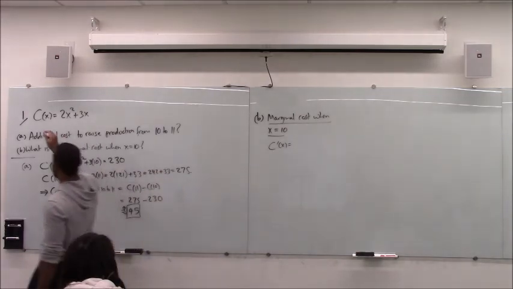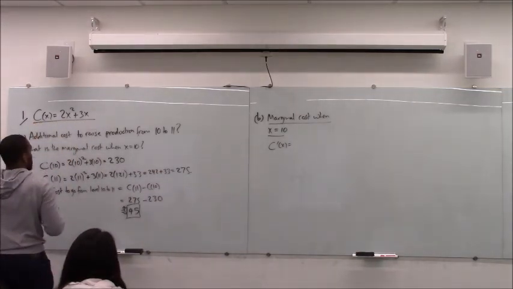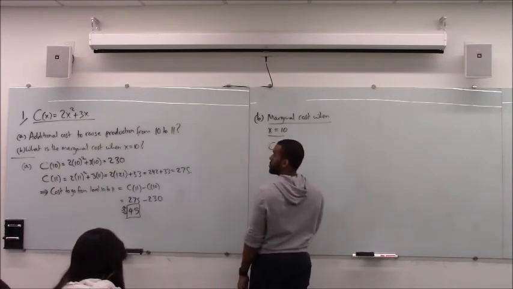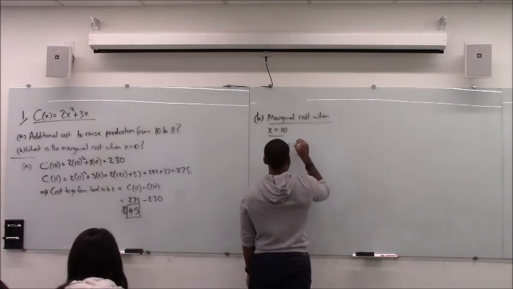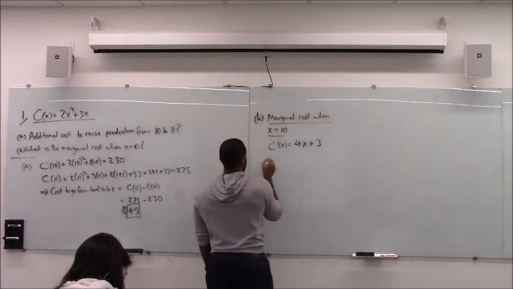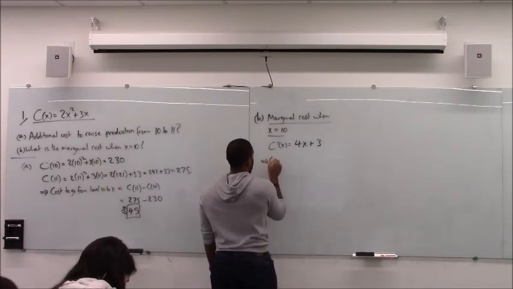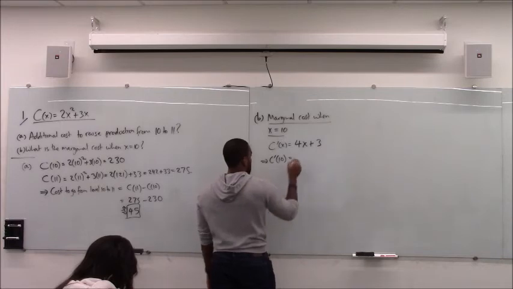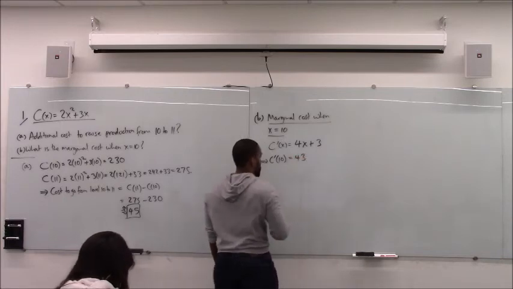This is C right here. What's C prime? Okay, 4x plus 1. Now, so that's the marginal cost. If I were to find the marginal cost at 10 items, what would be the result? 43.